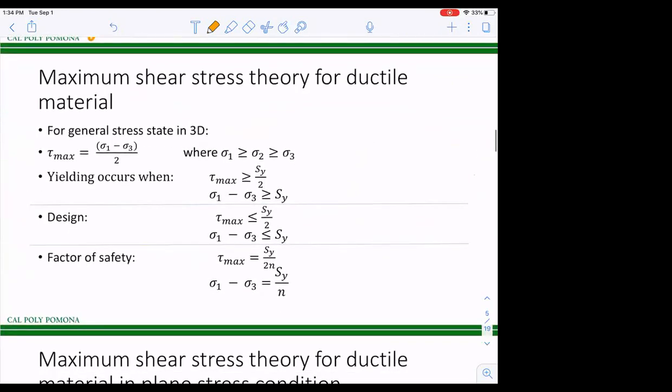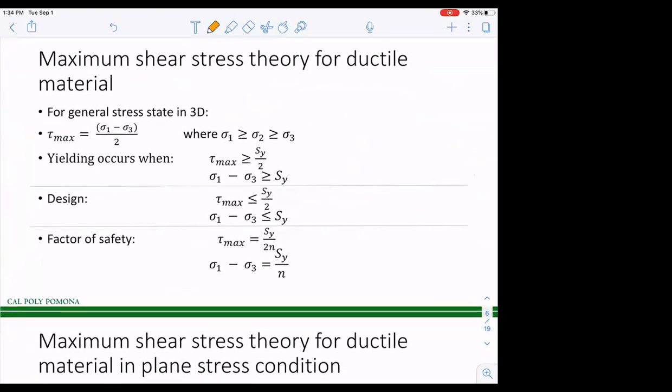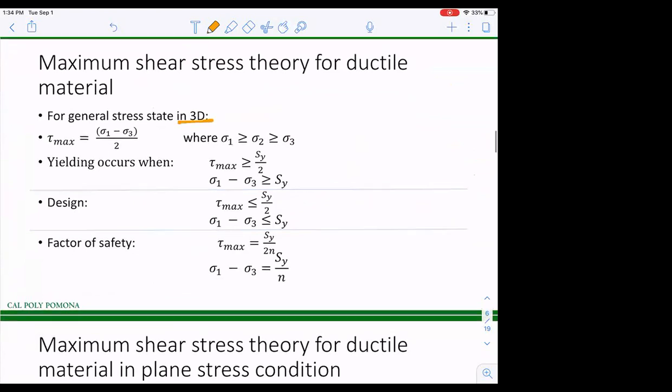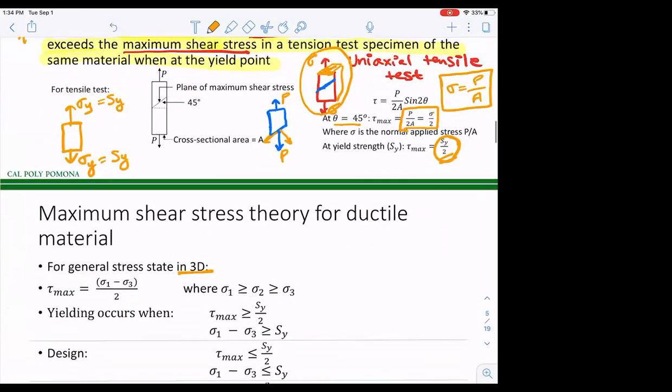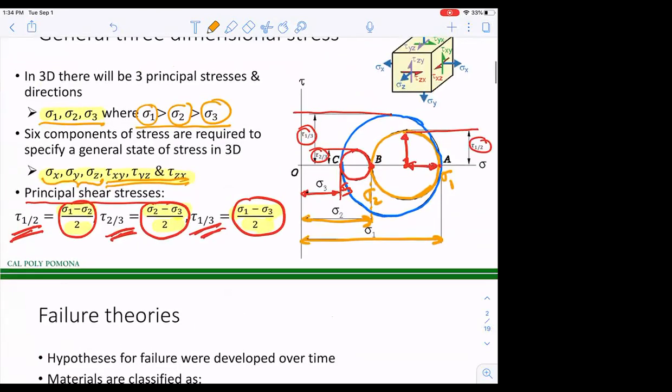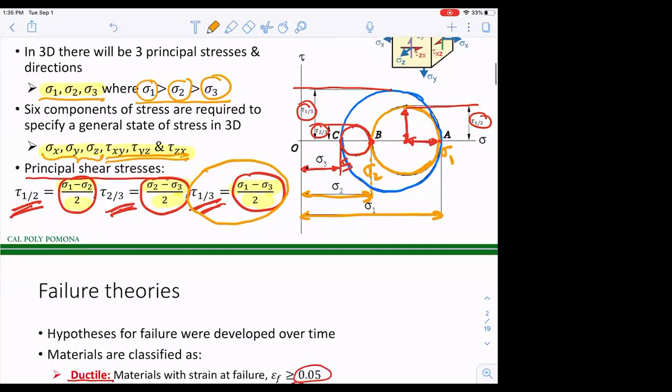All right, thanks. So let's look at this: maximum shear stress theory for ductile material in 3D. So tau max is going to be, let's look at this diagram again. Tau 13 is maximum, right? Tau 13 is the maximum radius we see for these circles. Do we all agree? Okay. So tau 13 is how much? Sigma 1 minus sigma 3 divided by 2.